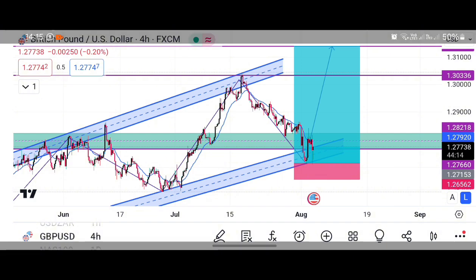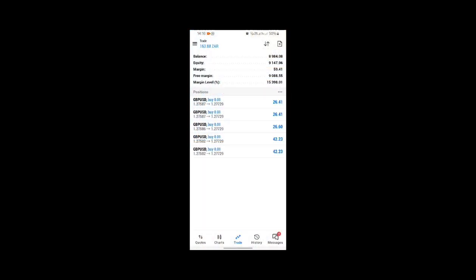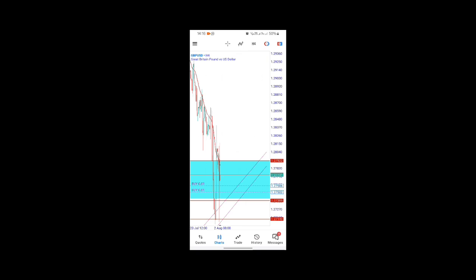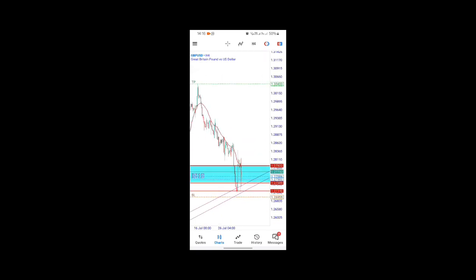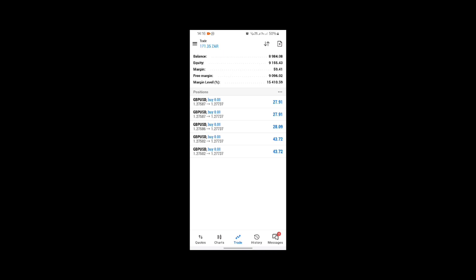Let me show you my MT5. This is what's happening with the MT5. This is the trade that I was talking about.